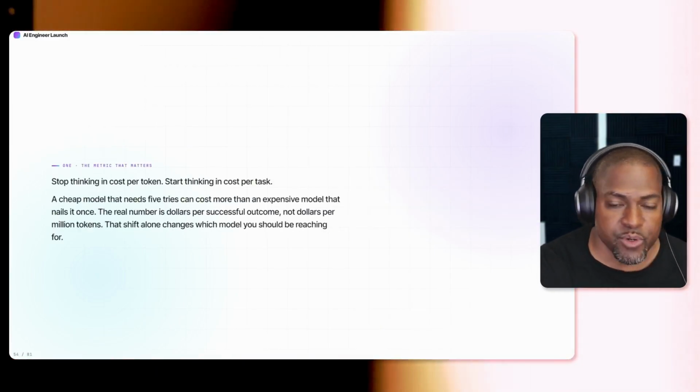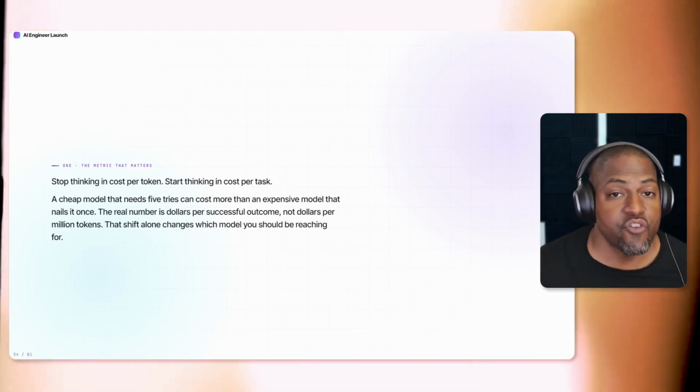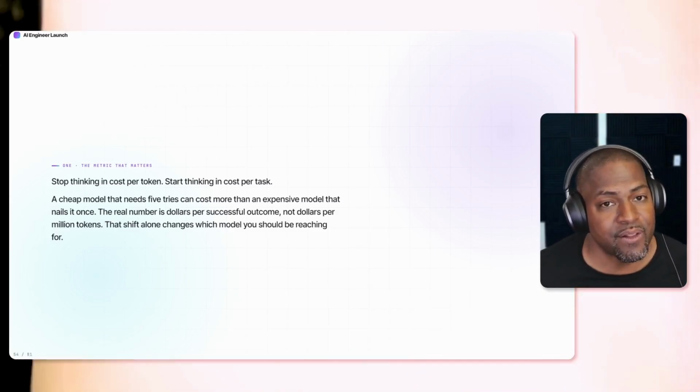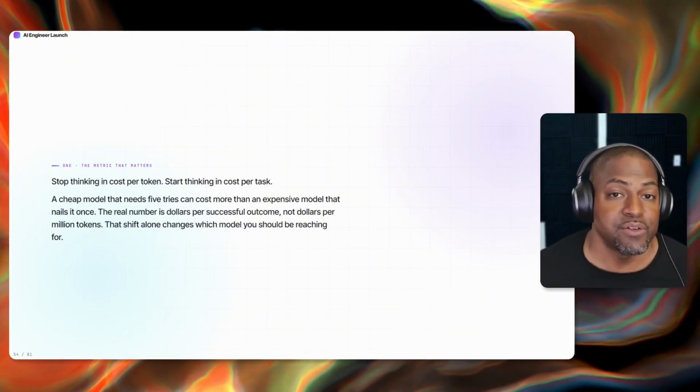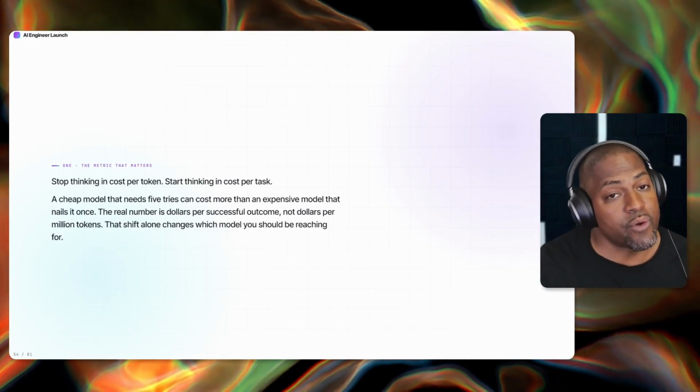Stop thinking in cost per token. Think in cost per task. A cheap model that needs 5 tries can cost more than an expensive model that nails it once. The real number is dollars per successful outcome. That shift alone changes which model to reach for, basically.